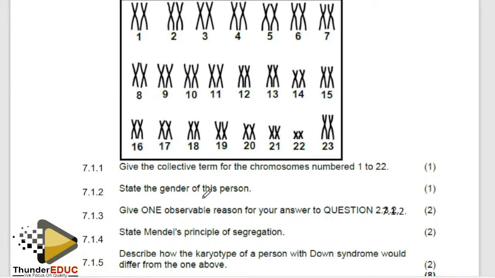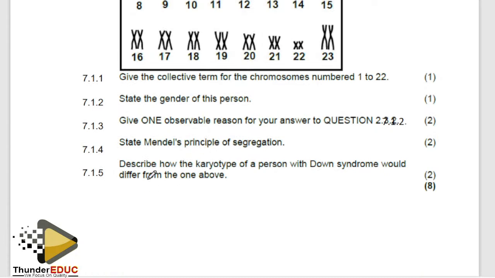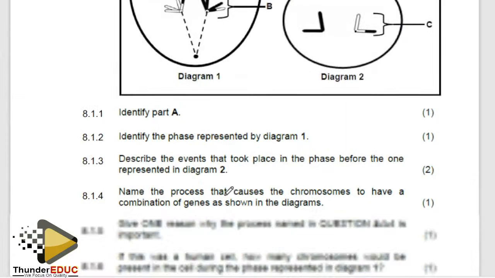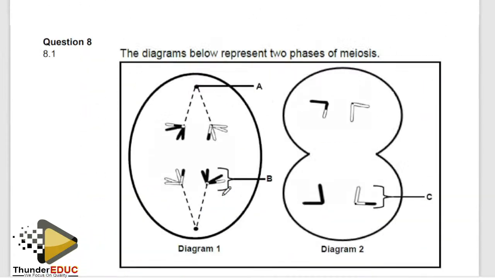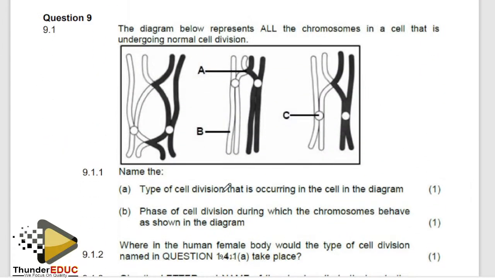Give the collective name, give the gender, name the observable reason, the main result of segregation, describe the character type. Down syndrome will result differ. Okay, sharp. That's not what I want. Yes, here. Look at that diagram. Look at that diagram, guys.